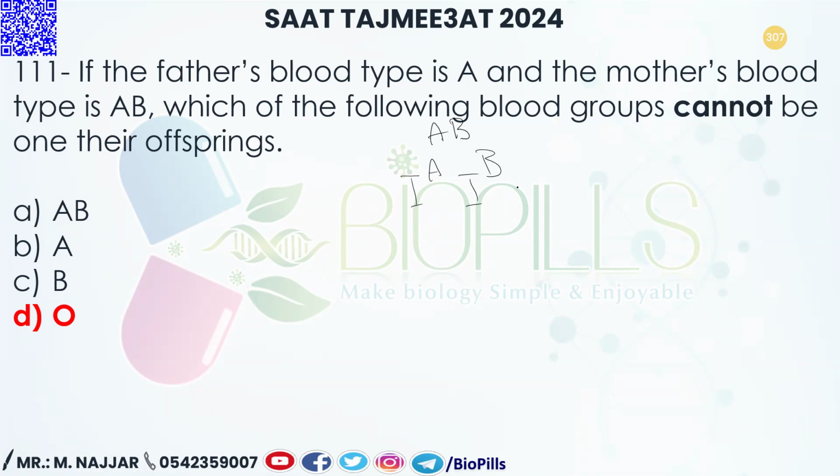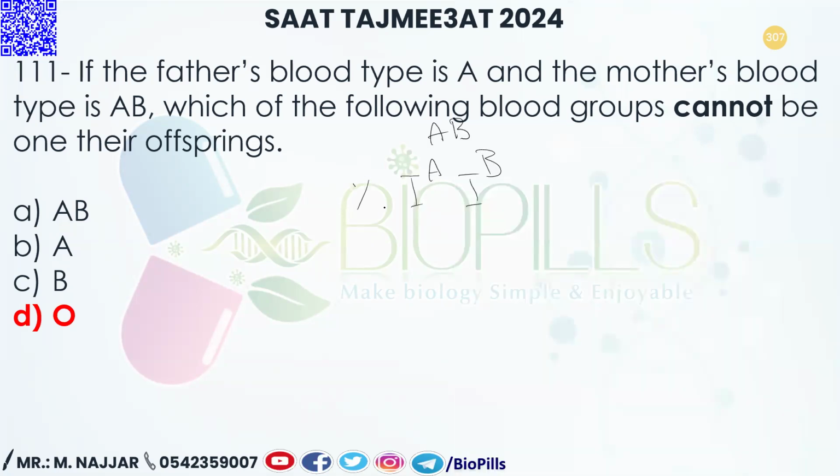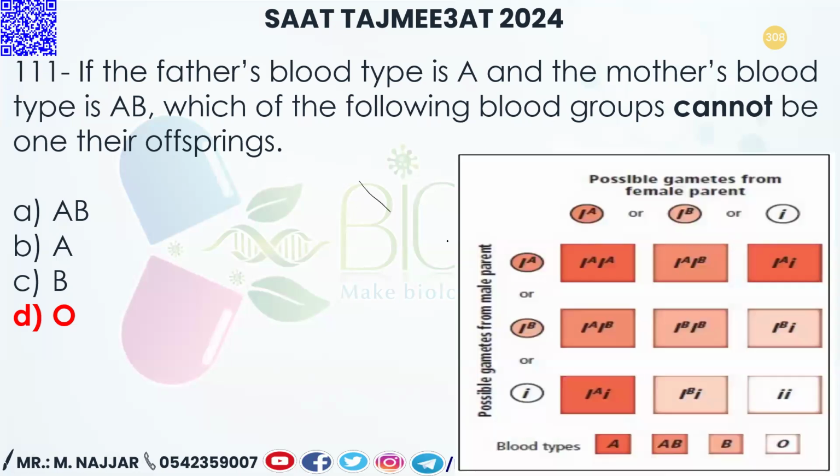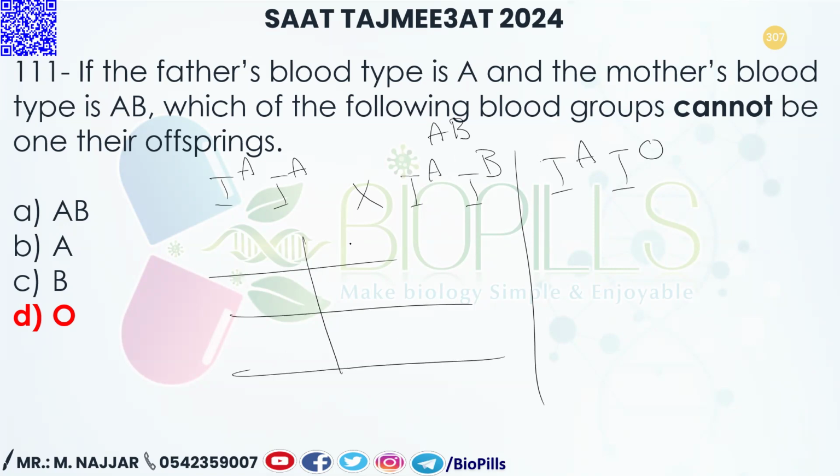Okay. Cross with, let's say here, blood group A. A has two cases: maybe homozygous, or maybe heterozygous, such like IA, IO. Okay, first, here, 1, 2, 3, 1, 2.